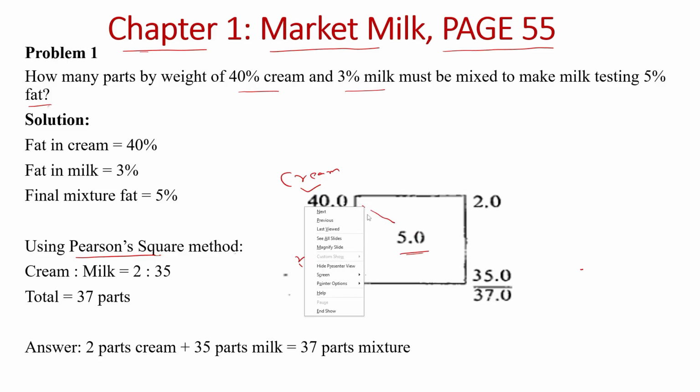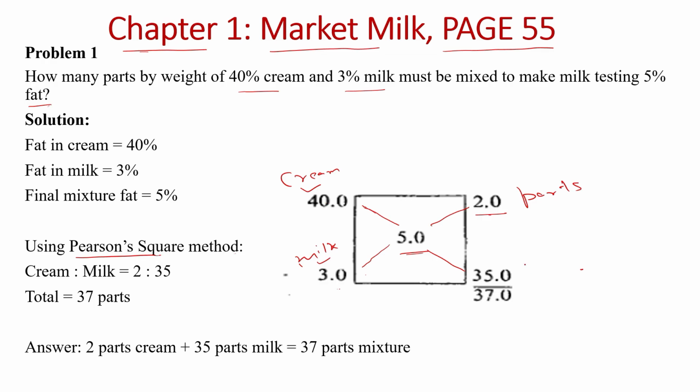So 5 will be subtracted from 40, we will have 35, and here 5 will be subtracted from 3 to have 2. Here 2 parts of 40% cream has come, and 35 parts of 3% milk has come. So we will be mixing 2 parts of 40% cream and 35 parts of 3% milk to have a total of 37 parts of the final product that will have 5% fat in it.